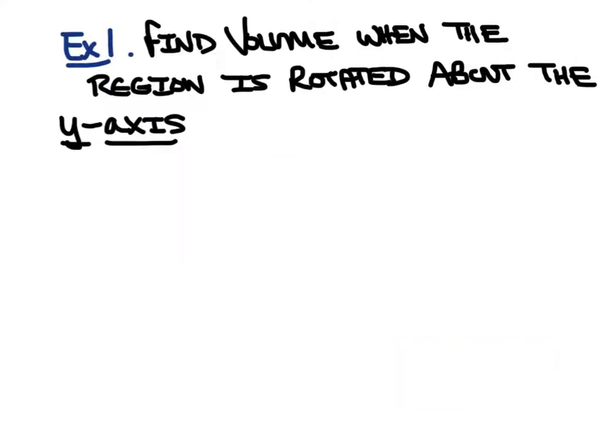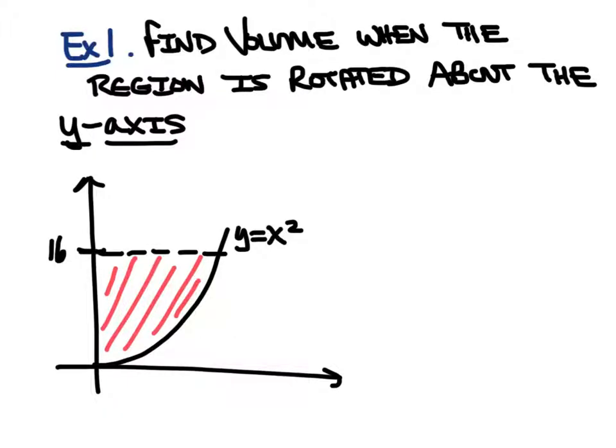The example we're going to look at is to find the volume when the region is rotated about the y-axis. I haven't given you the region yet, so let me draw a region for you. We'll look at this red region bounded by the graphs of y equals x squared, y equals 16, which is this horizontal line, and x equals 0, which is essentially the y-axis. So that's our red region, and we're going to be rotating about the y-axis.